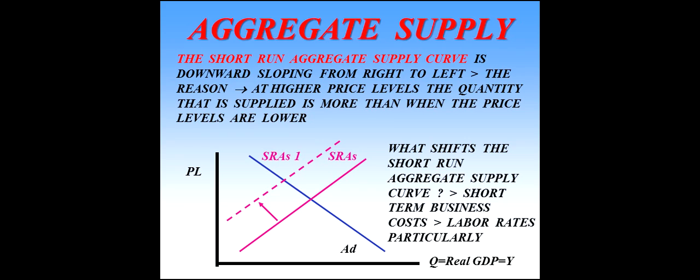Now, what shifts the short-run aggregate supply curve are the same types of things that shift a market-oriented supply curve. Short-term business costs, in particular labor rates, if those increase, it costs businesses more to produce, and in the short term they produce less. Or if the business has an increase in the cost of some of its supplies in the short term, it will produce less, moving the supply curve to the left until it can pass on the costs to its consumers.